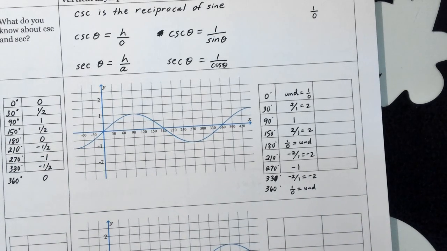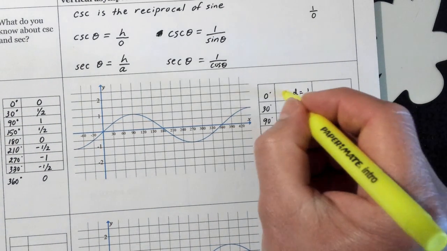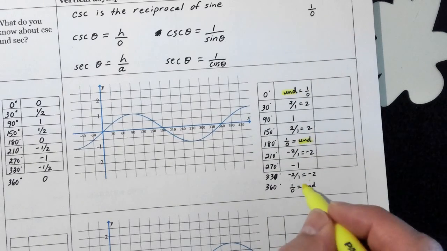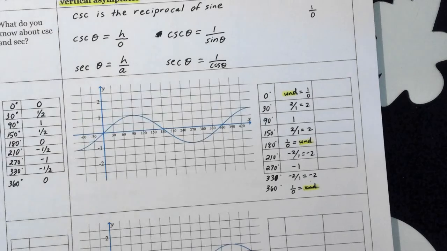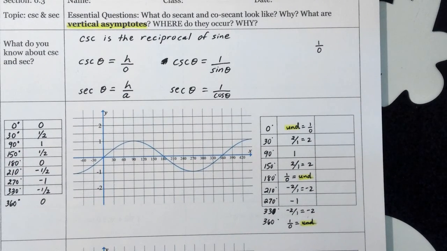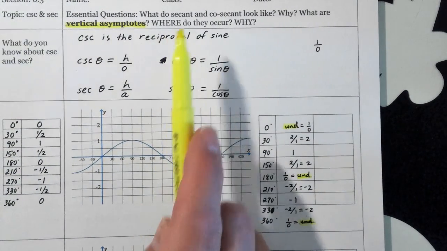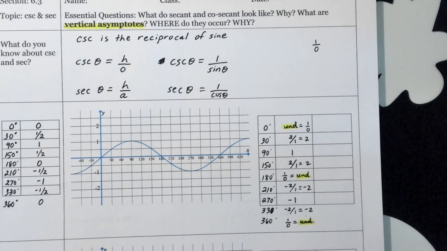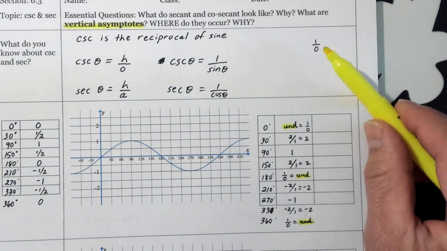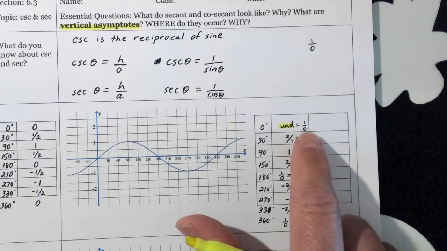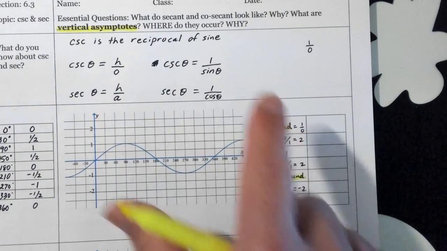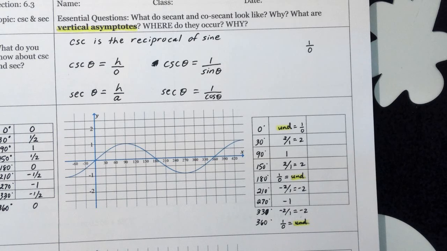So every time we get undefined, that is where a vertical asymptote will occur. So that addresses that main question. And then why does it occur is because you can't divide by 0. So where does it occur? Whenever you are trying to divide by 0. Why does it occur? Because you can't divide by 0. So that's one new feature.